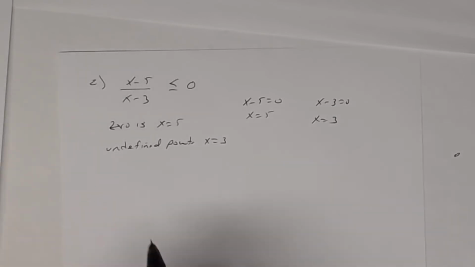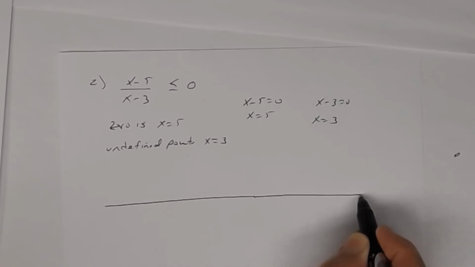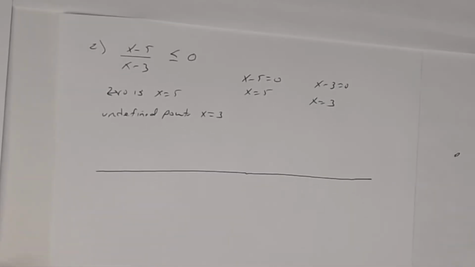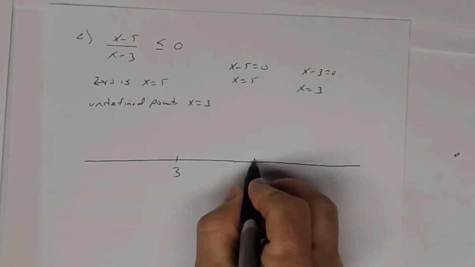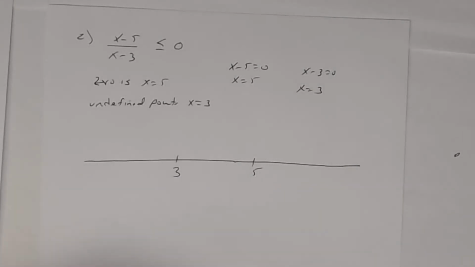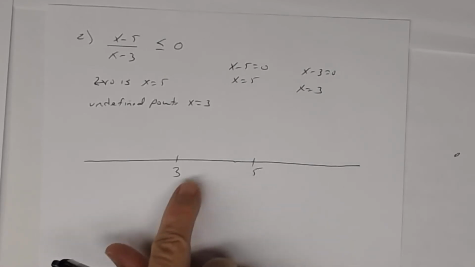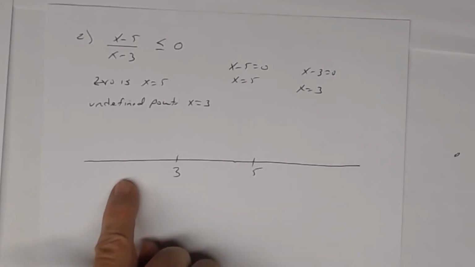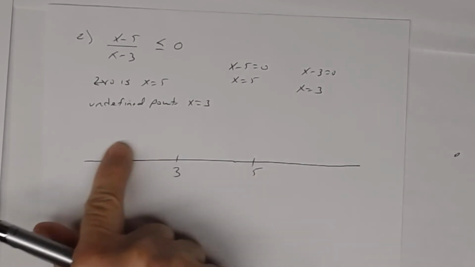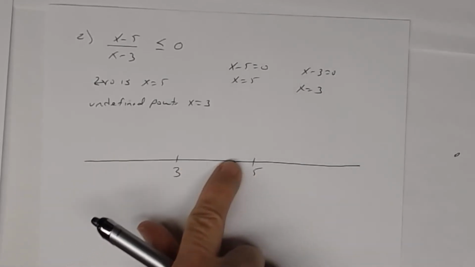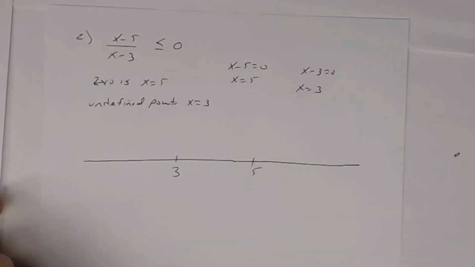Once you get to that point, then the rest is easy. So let's put this on the number line. We're going to put the 0 on the number line and the undefined point on the number line. Make sure you put it in order. So 3 and 5. And just as before, these points here, the 0 and the undefined point, divide the number line into 3 intervals. And so you have to determine which of those intervals will be solutions to this inequality.